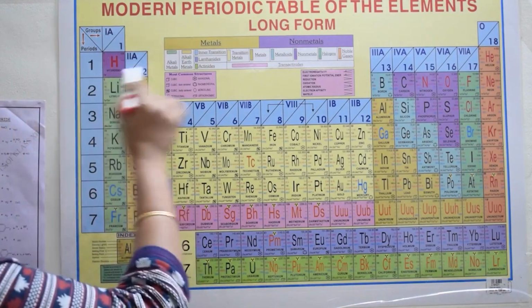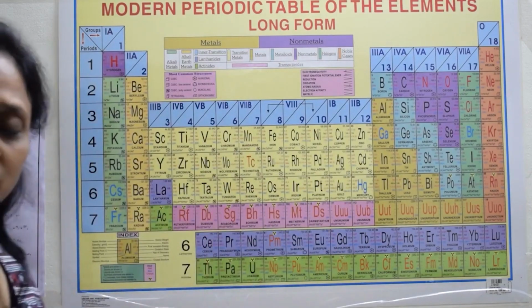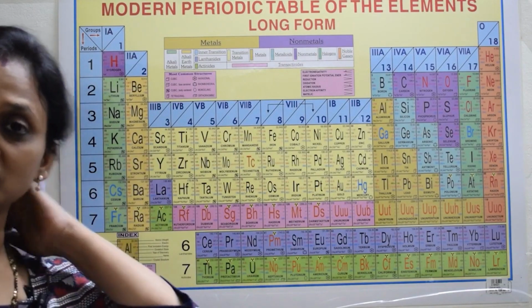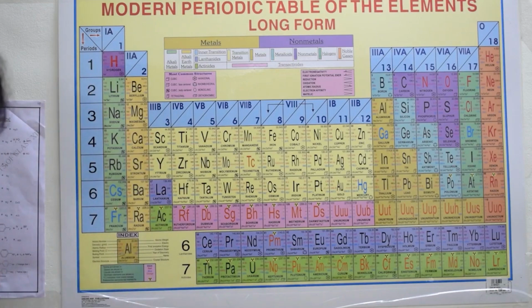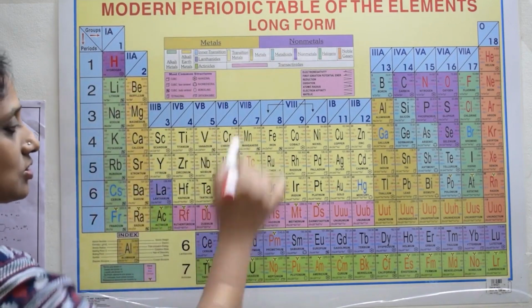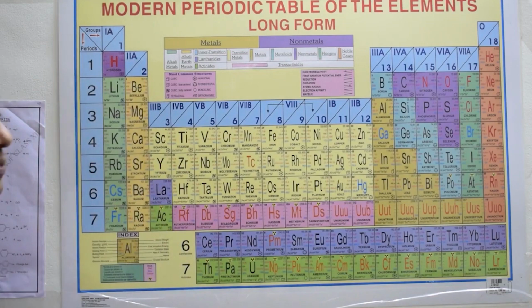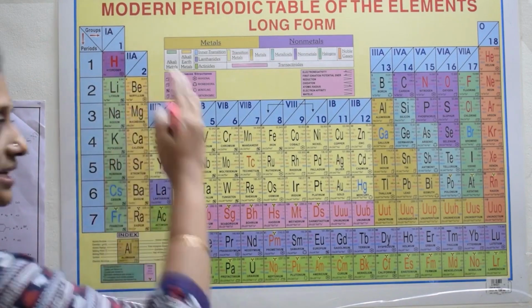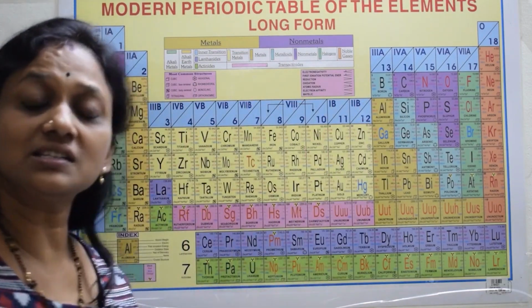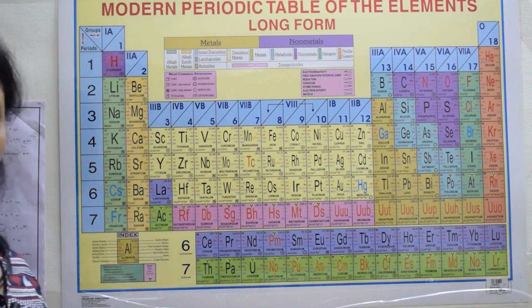Whenever elements are arranged in increasing atomic numbers, what happens? The properties, like physical properties and chemical properties, repeat. Those elements which have similar physical properties as well as similar chemical properties fall under one particular slot. So all these have similar physical and chemical properties. The periodicity is observed, the recurrence of this property. Done. So I've given the definition.